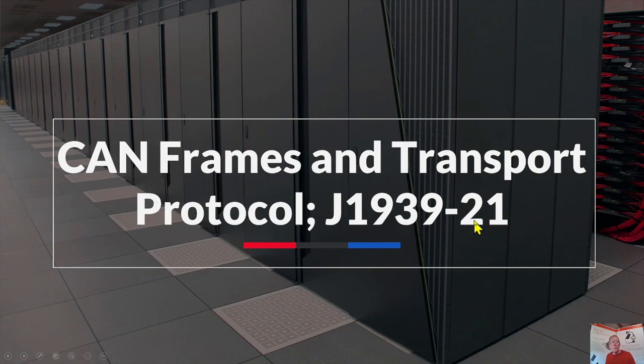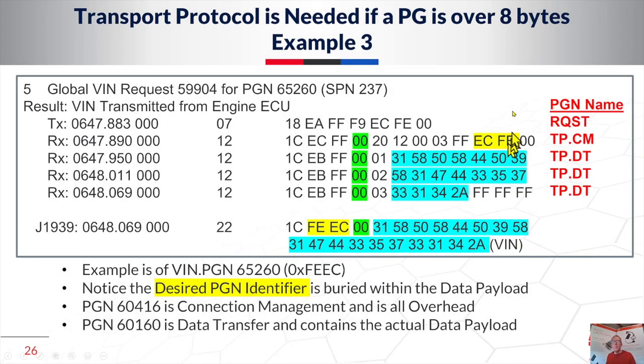Okay, CAN frames transport protocol. One quick mention of transport protocol in classic CAN. If we want to send a signal that has more than 8 data bytes, in this case the vehicle identification number, transport protocol allows us to break it down into 4 different frames of data. It can be many more frames of data if needed. And the VIN used 4. So this is how they're transmitted.